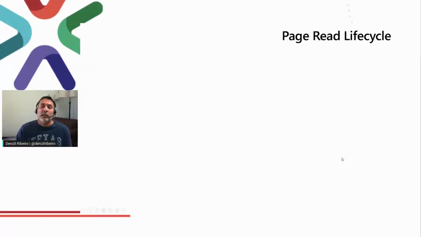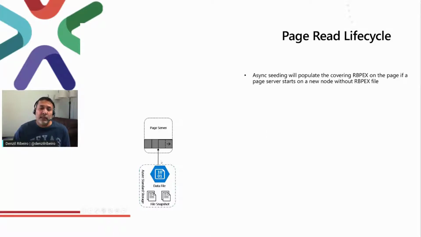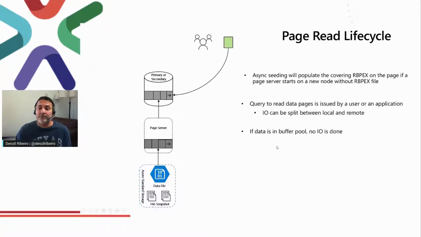So let's put this together and look at the page read lifecycle. If there is no replica and a replica is bootstrapping, it reads data from Azure Storage, right? So async seeding will populate it if a new page server starts. After that happens, the page server is a covering cache, so it has all your data. Irrespective of whether compute has it, the page server has it, and the page server's local SSD actually has it.